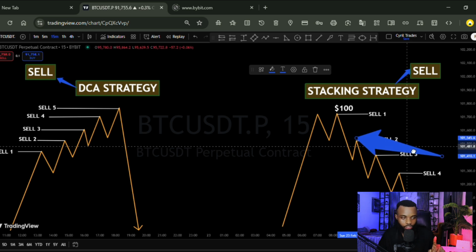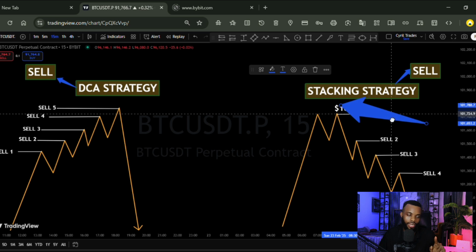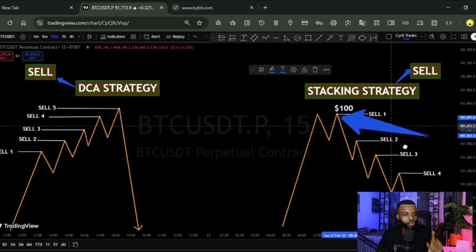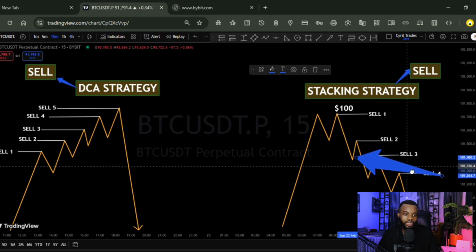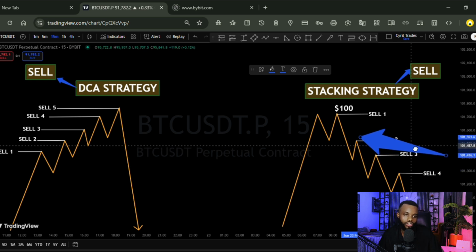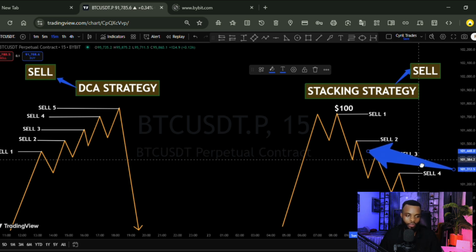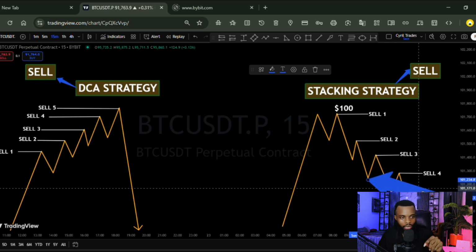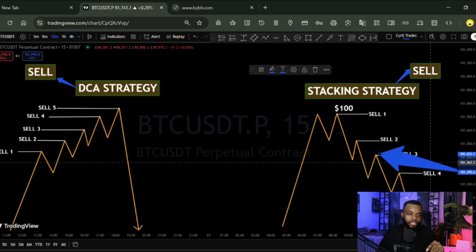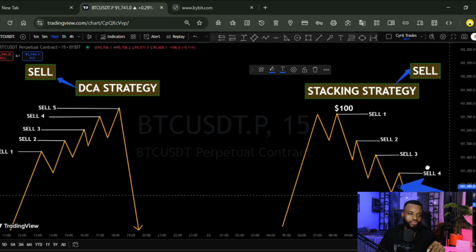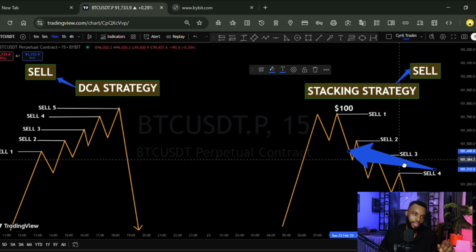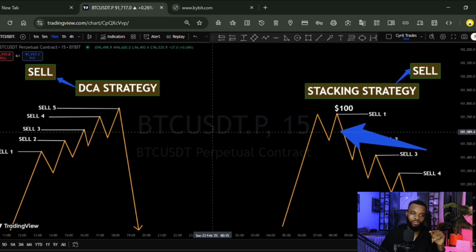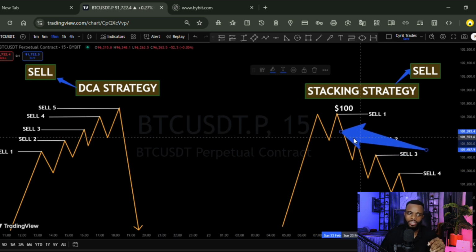Because this first position you've added here, the market has already dropped a little bit, making you profit. Maybe $100 profit. You use that $100 to add another position again, sell 2. It drops again. Use that profit again to add another position, sell 3. So at the end of it, you realize that you are going to be making massive profit right here when you want to stack or when you want to DCA. I hope this video actually makes sense to you, right?